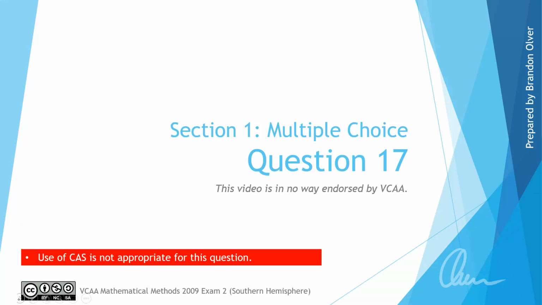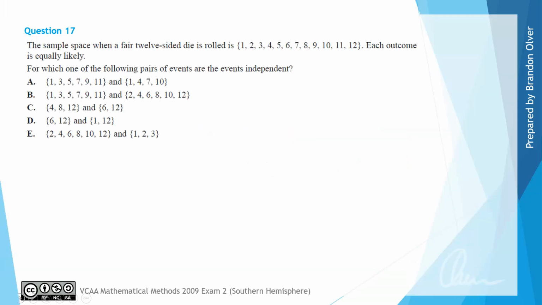And now before we move on, I'd just like to point out that the use of a CAS calculator is not appropriate for answering this question. For question 17, we have the sample space when a fair 12-sided die is rolled is given by the integers 1 to 12. And we're told that each outcome is equally likely. The question goes on to ask for which one of the following pairs of events are the events independent.